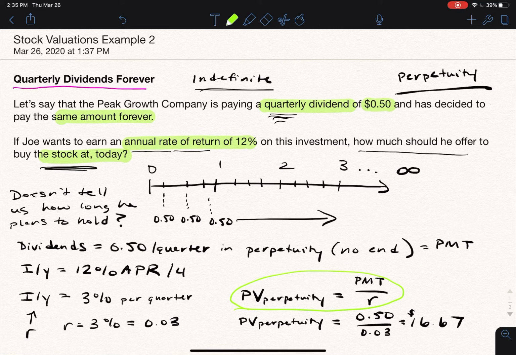Once the light bulb goes off and you realize that, all you have to do from there is to get all of your terms to be in the same terms. So like in this example, we had to get everything in quarterly terms and then solve for the present value of the perpetuity. Okay, so I think that's enough for one video.